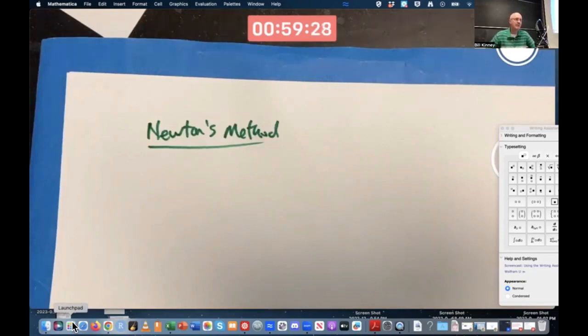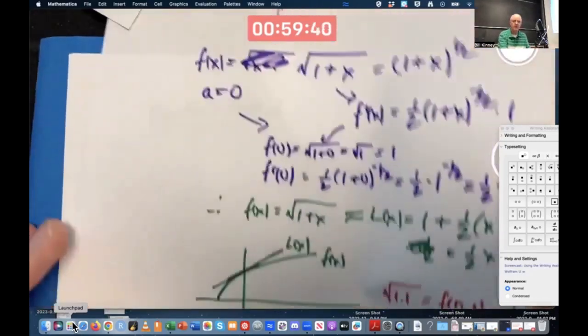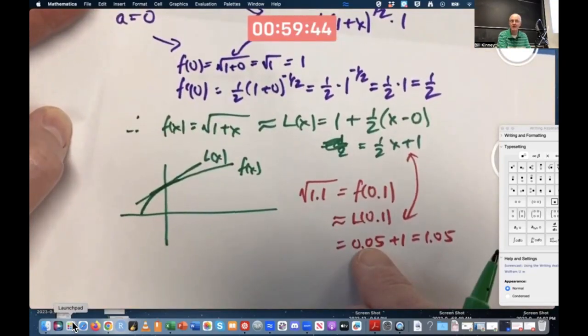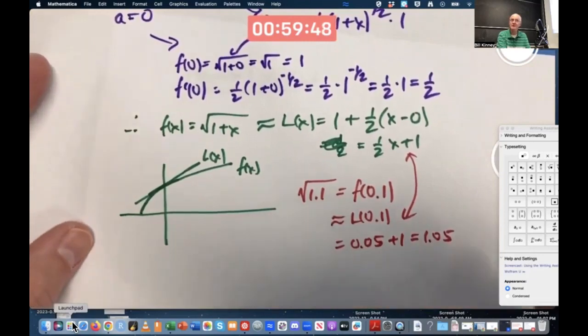What is a typical application of Newton's method? A typical application of Newton's method is it's a method to find, for example, square roots. Now you might say, hey, we just found a square root in this problem here. And that's true, we did. And we used a linear approximation. But Newton's method is a different way of using linear approximations to get approximations to roots. And in the big scheme of things, Newton's method works better.